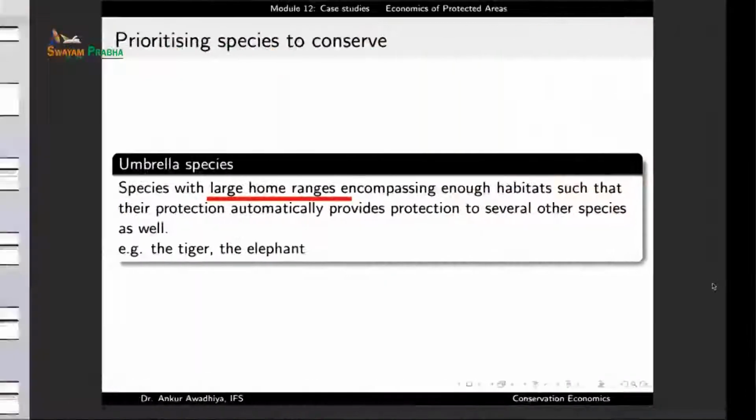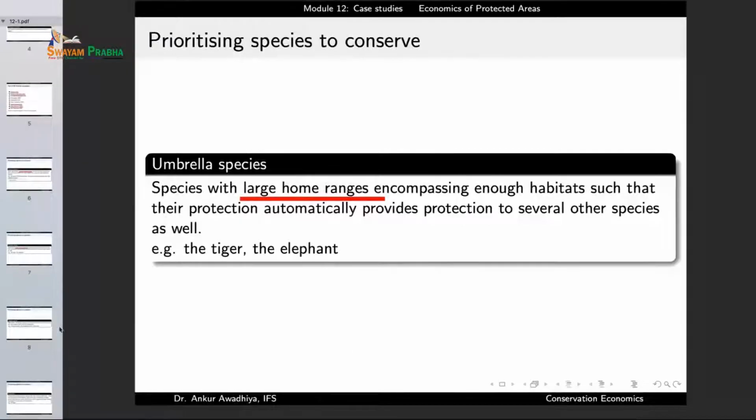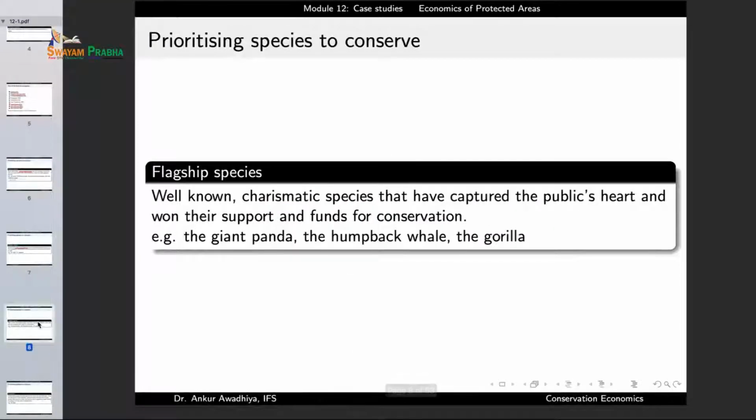So the species that have very large home ranges, they act like an umbrella to provide protection to a large number of species just because these umbrella species get protected. So again, they should get priority when we are talking about conservation. And the third is flagship species. Flagship species are well-known, charismatic species that have captured the public's heart and won their support and funds for conservation. Examples include the giant panda, the humpback whale, the gorilla.